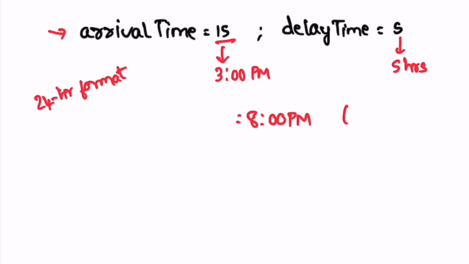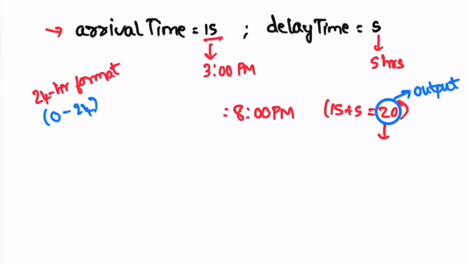You added 15 plus 5, which gives you 20. So 8 p.m. in 24-hour format is 20. You have the range that the output should be between 0 to 24, right? And here in this case it is between the range 0 to 24, so 20 will be returned as output.